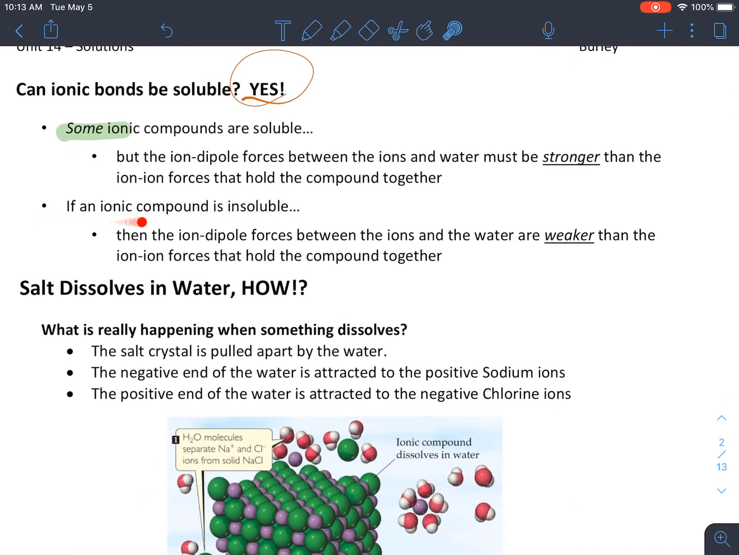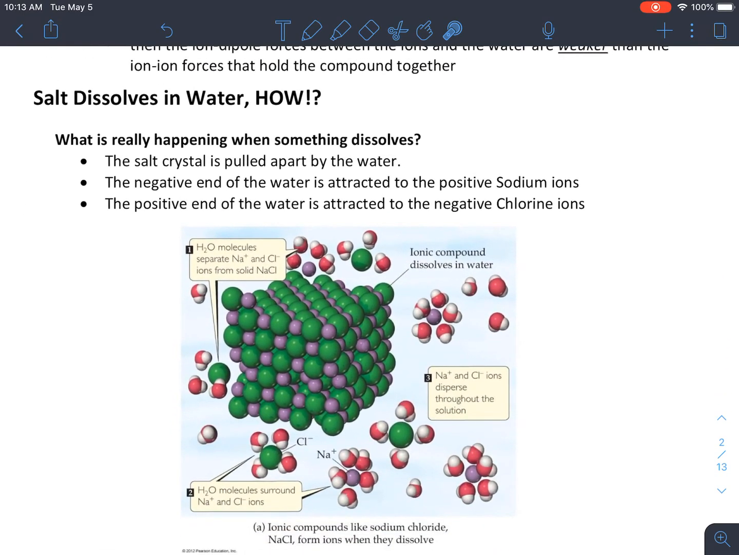Then I have here, if an ionic compound is insoluble, then the ion dipole forces between the ions and the water are weaker than the ion-to-ion forces. So the full positive and full negative would have a stronger attraction to each other than a polar water and the ion dipole forces. All right, this is one of my favorite pictures.